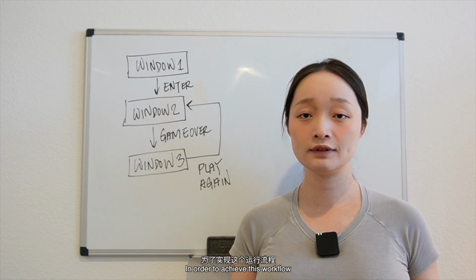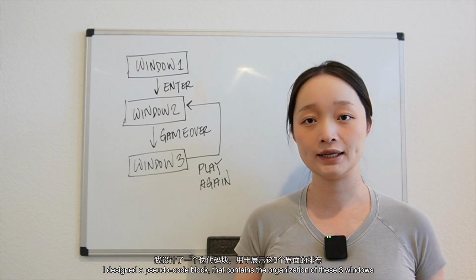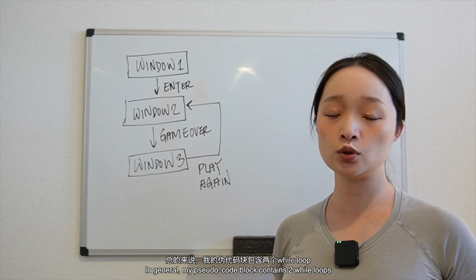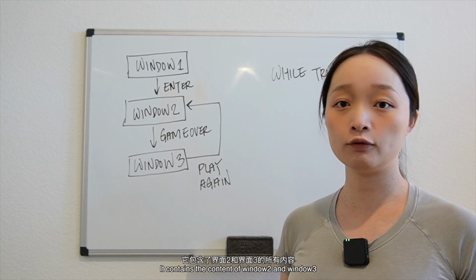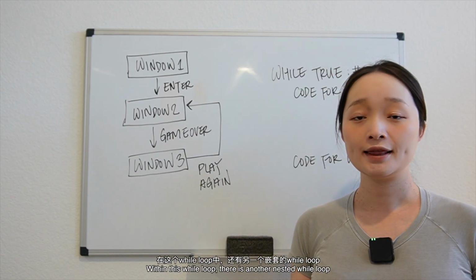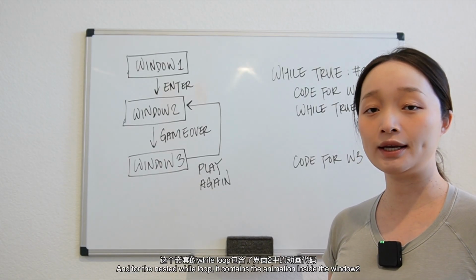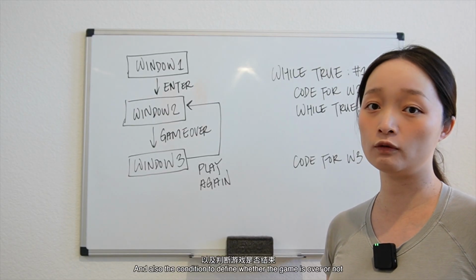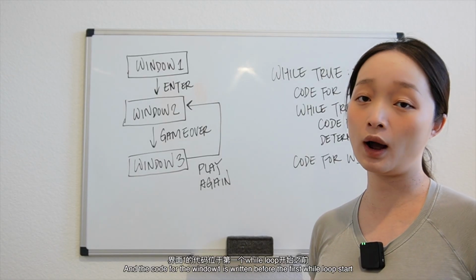In order to achieve this workflow, I designed a pseudocode block that contains the organization of these three windows. In general, my pseudocode block contains two while loops. This is my first loop. It contains the content of window 2 and window 3. Within this while loop, there's another nested while loop. And the nested while loop contains the animation inside window 2 and also the condition to define whether the game is over or not. And the code for window 1 is written before the first while loop starts.